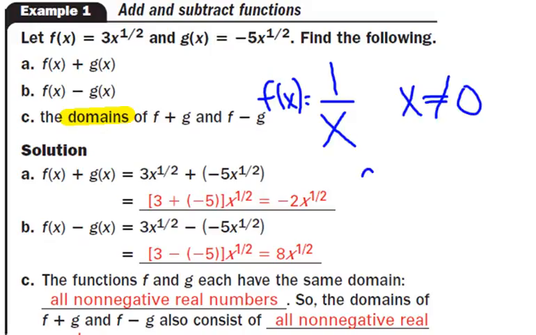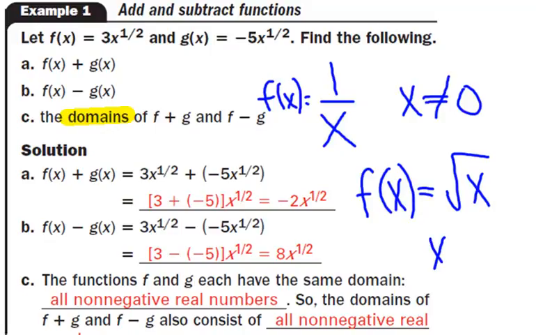The other function that has a restriction is a square root. A square root cannot be negative. So in this case, this function works everywhere except for where x is less than 0. In other words, negative, because I can't take the square root of a negative and get a real number.